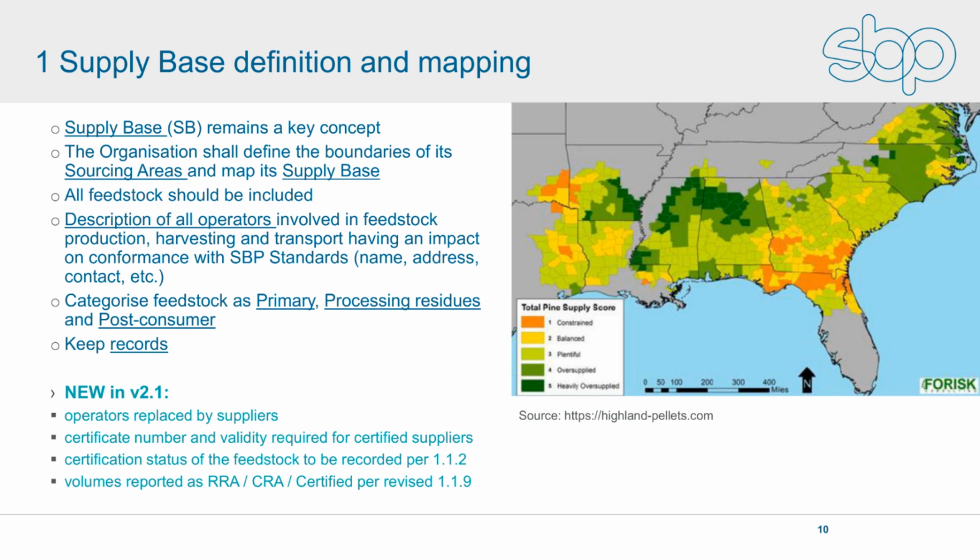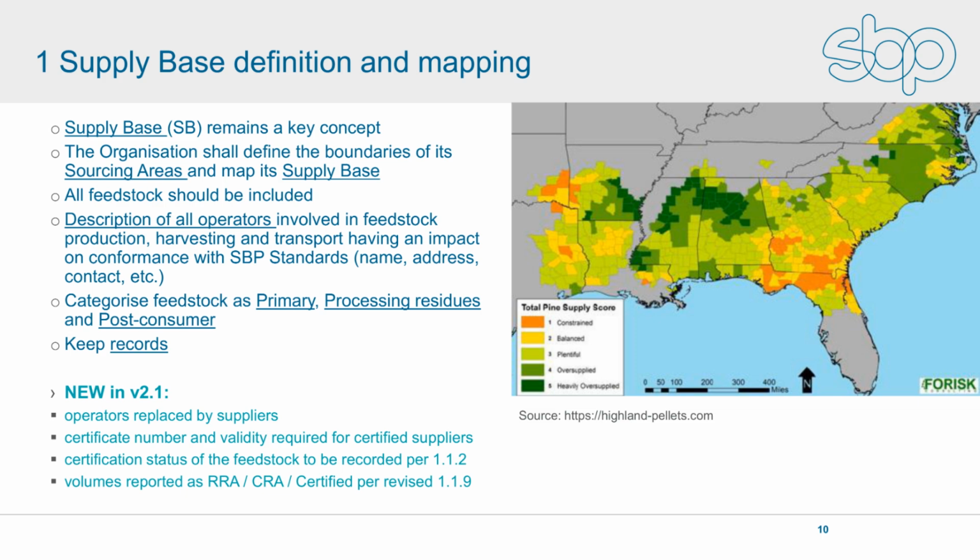A practical point: good practice is to show the supply base on a map. Maps are standard in the forest industry, and ideally the map goes into the supply base report. At a minimum, it has to be available during the audit. How you keep these records is up to you: a spreadsheet, an internal database, or third-party software.